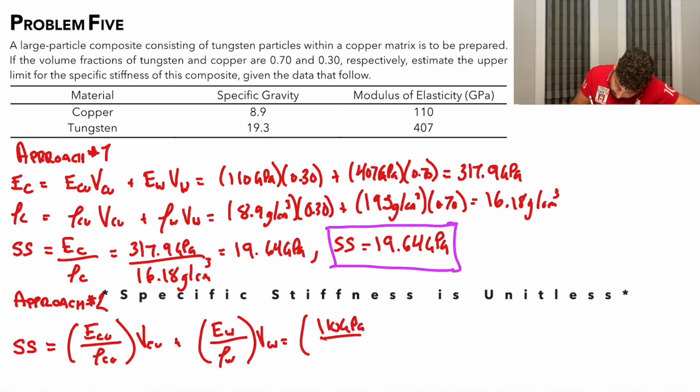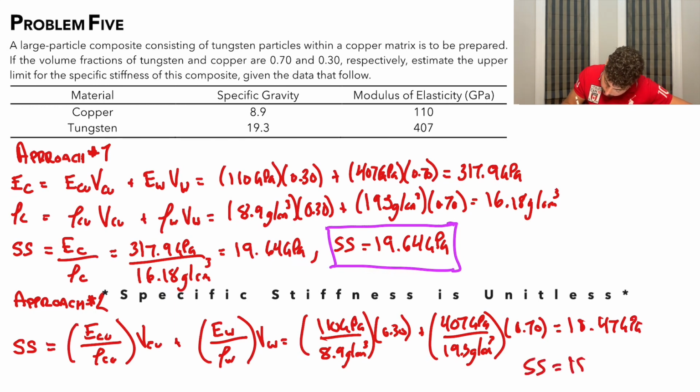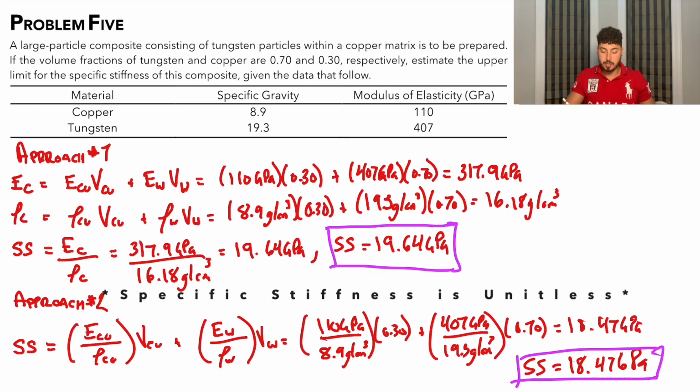110 gigapascals divided by 8.9 grams per centimeters cubed times 0.3 plus 407 gigapascals divided by 19.3 grams per centimeters cubed times 0.7, and that's going to equal a final value of 18.47 gigapascals. So the specific stiffness using approach 2 is 18.47 gigapascals. We can see that using the two different approaches will yield slightly different results, but they are both correct and they would both be accepted on a test. So that concludes problem number 5.